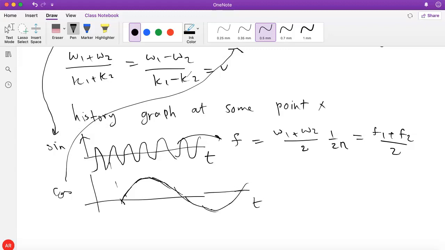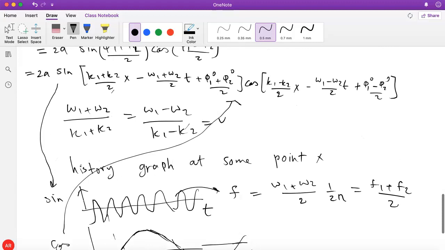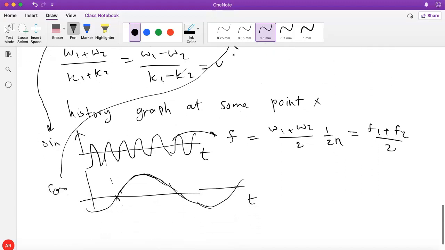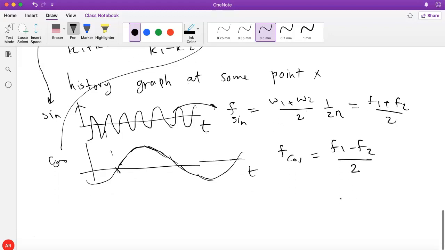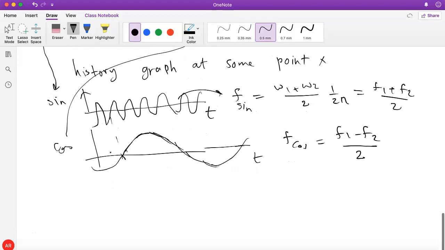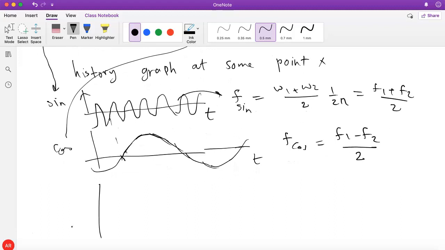Again, that's the history graph at some point. And they're shifted. There's some arbitrary phase shift because we're at some position. So yeah, they give different numbers, and presumably there are different phase constants. But here, let's call this f sine, and this is f cosine. This is (f1 minus f2) over 2.